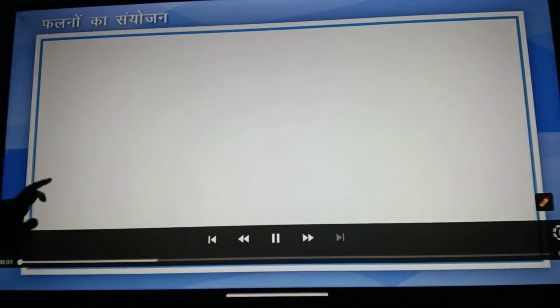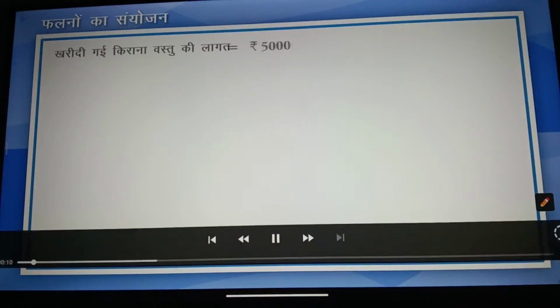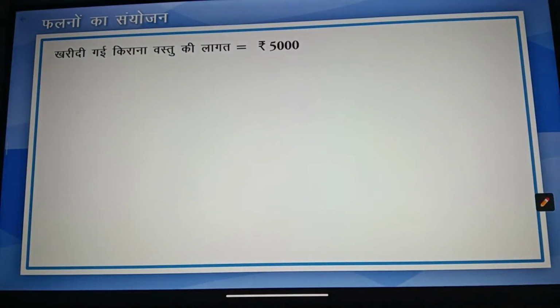फलनों का संयोजन। इस अध्याय में आप फलनों के संयोजन के बारे में जानेंगे। मान लीजिए आप एक किराने की दुकान पर जाते हैं और दुकानदार आपको 2000 रुपए से अधिक का किराने का सामान खरीदने पर 20% की छूट देता है और आप दुकान से 5000 का किराने का सामान खरीदते हैं। क्या आप इस खरीद पर मिलने वाली छूट की गणना कर सकते हैं?